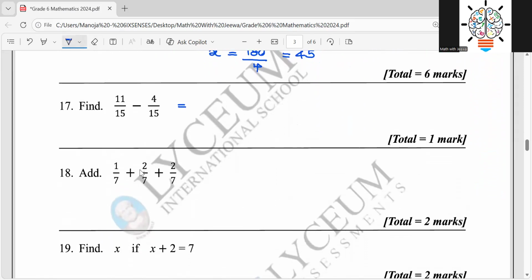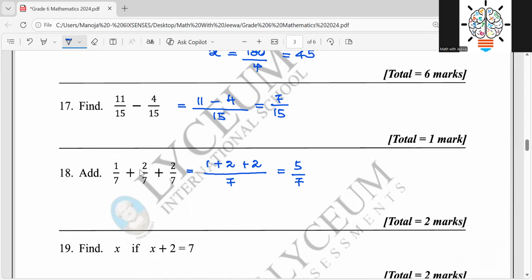This is very easy. You have the same denominator. You draw the longer line like this, 15, and you write 11 minus 4. The answer is 7 over 15, right? Then the next one is very easy again. You draw the line, 7, and you add 1 plus 2 plus 2. Then the answer is 5 over 7, right?